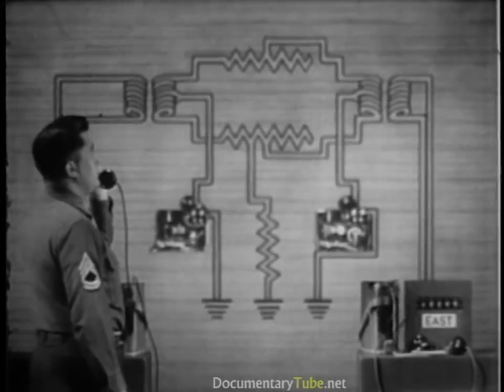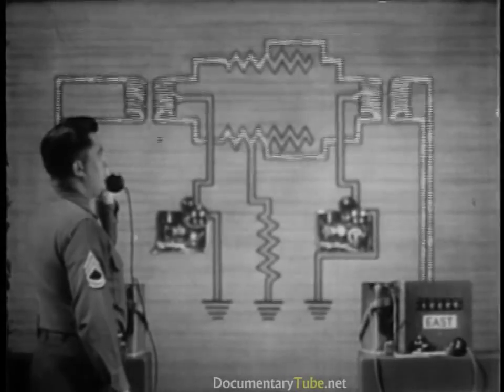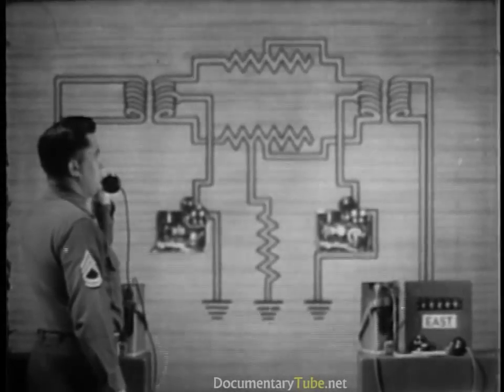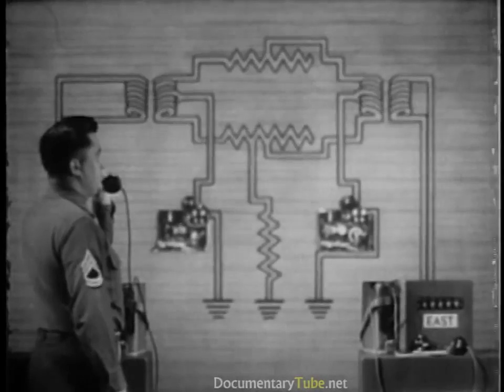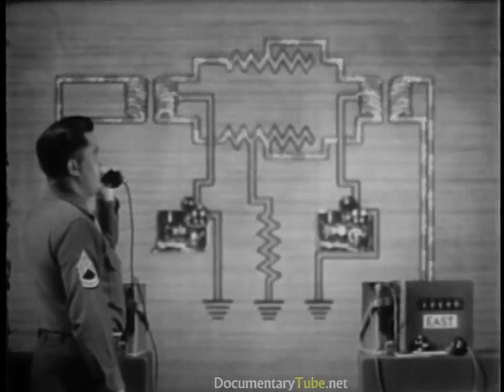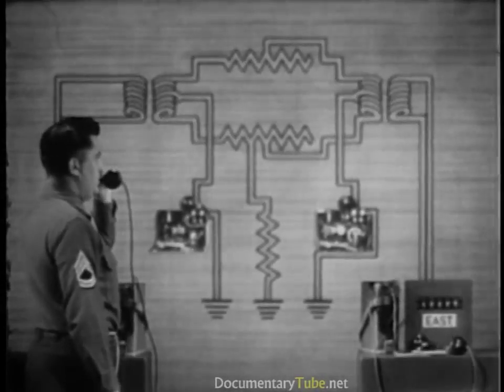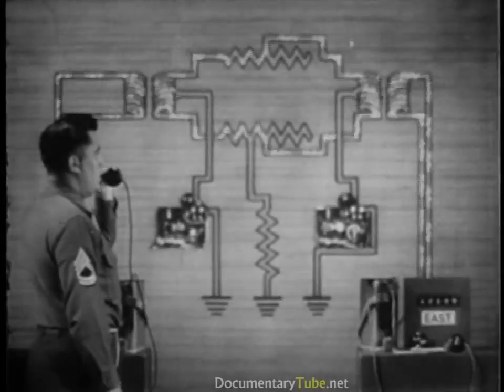Voice current, however, is unaffected. We have seen before that this higher frequency current cannot travel through a telegraph instrument. Consequently, it follows its normal path.